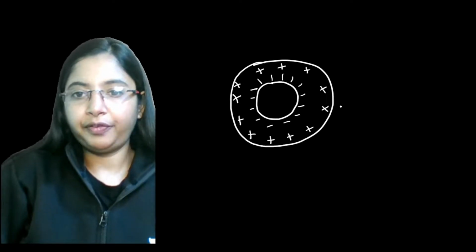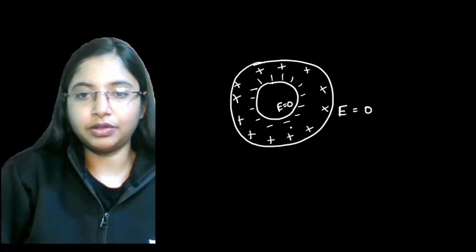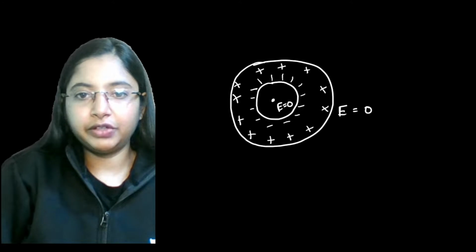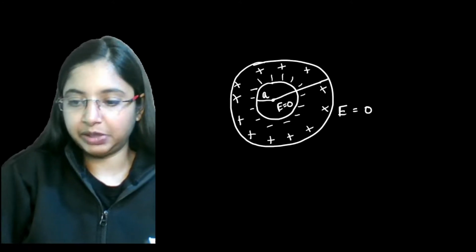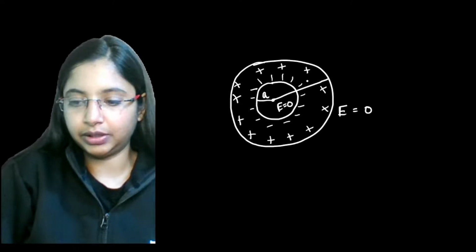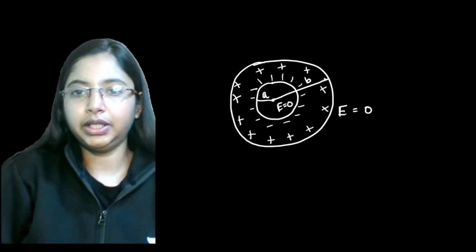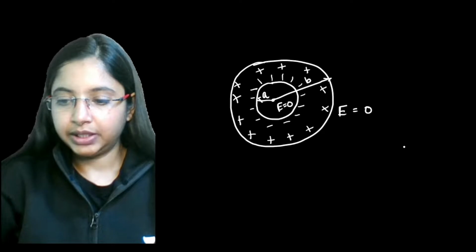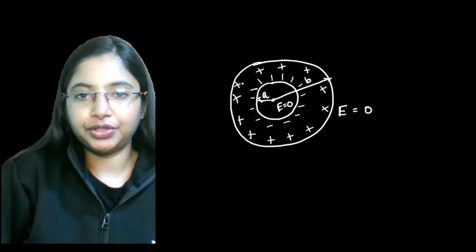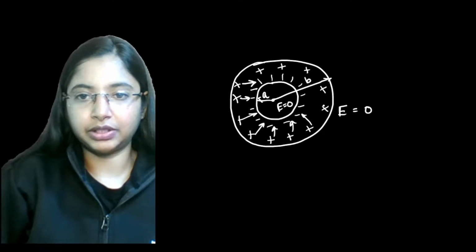Now the field outside is 0. Field outside in this space also is 0. From the center to this sphere, the distance is A. From the center to this sphere, the distance is, let's say, B. This is the distance of this particular sphere that we have taken. Now, the electric field lines are going to be from the positive to the negative terminal. So it's a negative charge, right?